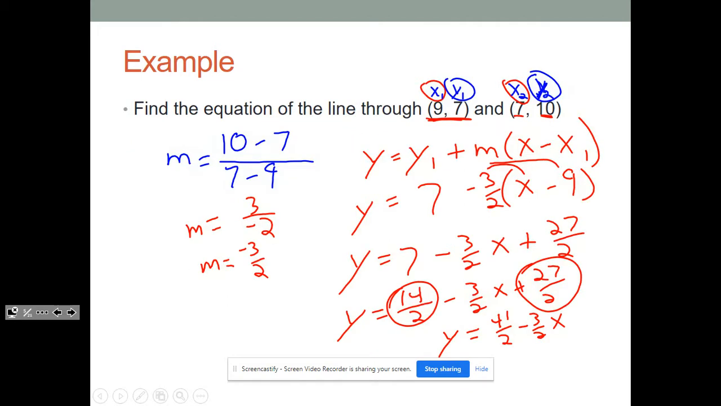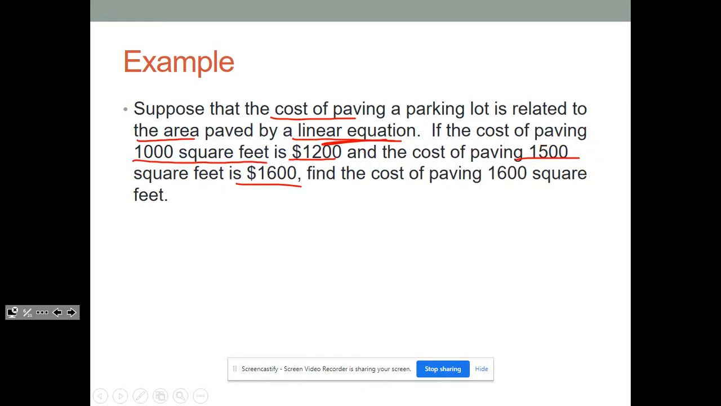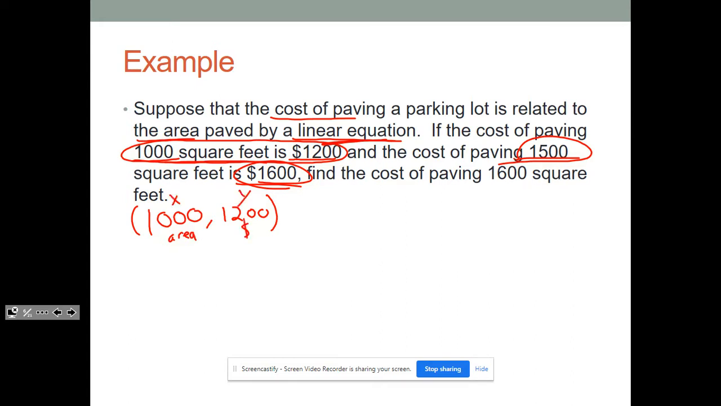All right, I'm given 2 points. Here's my first point, and then the 1,500 and 1,600, there's my second point. It doesn't matter which you pick as x and y, and you're going to get the same answer in the end. So generally, I would probably say cost would be your y variable. It doesn't really matter. But really all we're doing, we have this point. That's my area, that's my cost, the x and the y. And then we have the other point, 1,500, 1,600. And then we just do the same thing.